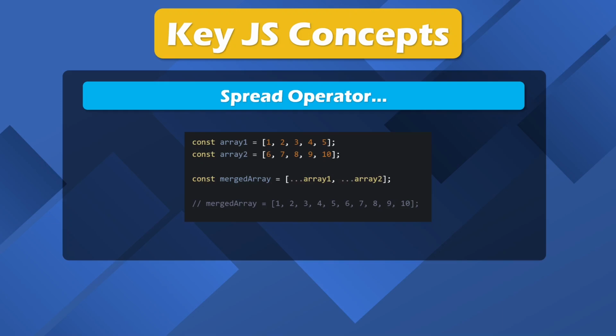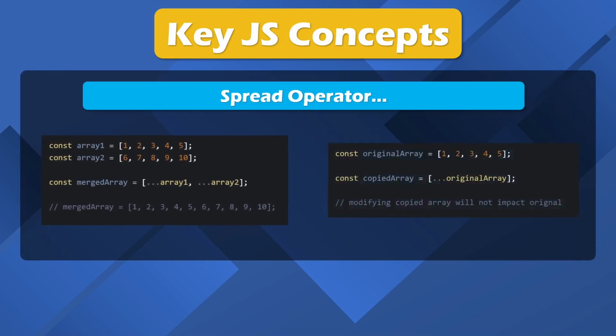Spread operator is represented by three dots. It allows us to spread out the elements of any iterable, like an array, or properties of an object. One of the tasks, as we can see on screen, is to merge. Another task is to copy. So you can copy an array into another array, and this will create a shallow copy of the array. So modifying the copied array will not impact your original array.